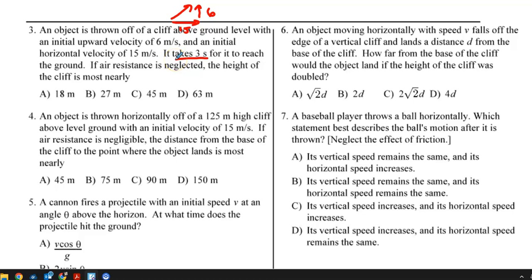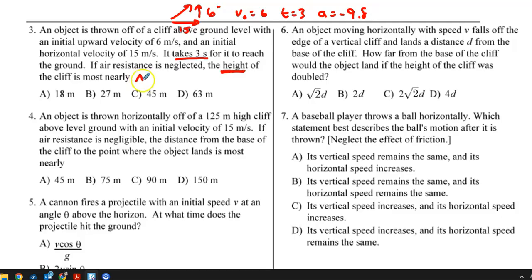Okay, what is the height? The height screams we want to do vertical. And in the vertical, we use the 6. That's an important one, that's our V naught. Our V naught is 6. Our time in the air is 3, so we can use that. And we know that acceleration is negative 9.8, so we can solve for delta y.